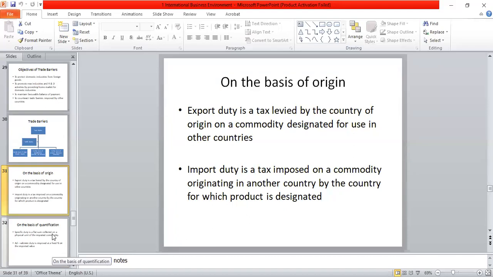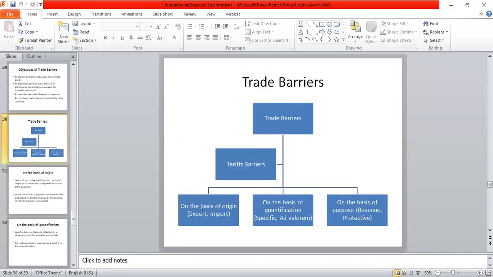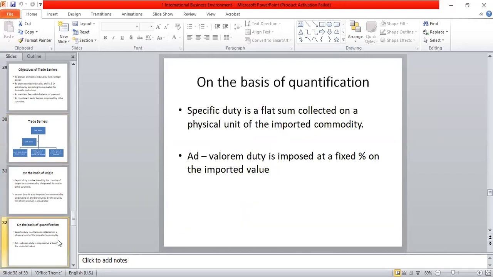Then what is the second one? First is on the basis of origin. What is the second? On the basis of quantification. On the basis of quantification, there is specific duty. That is a fixed rate, the flat sum collected on a physical unit of an imported commodity. When we import a commodity, a fixed rate is charged by the Indian government on that import. That is known as specific duty.